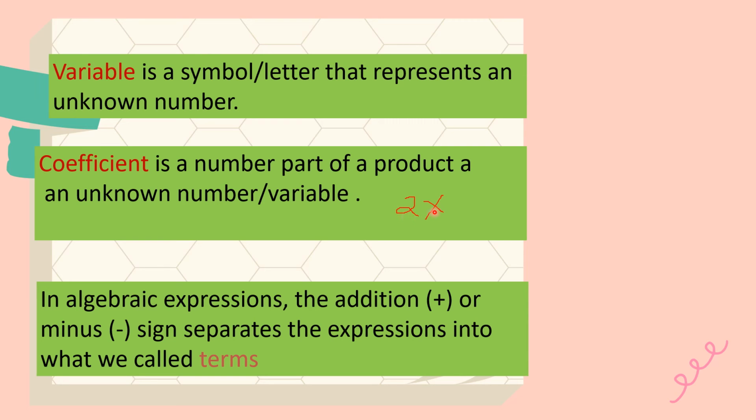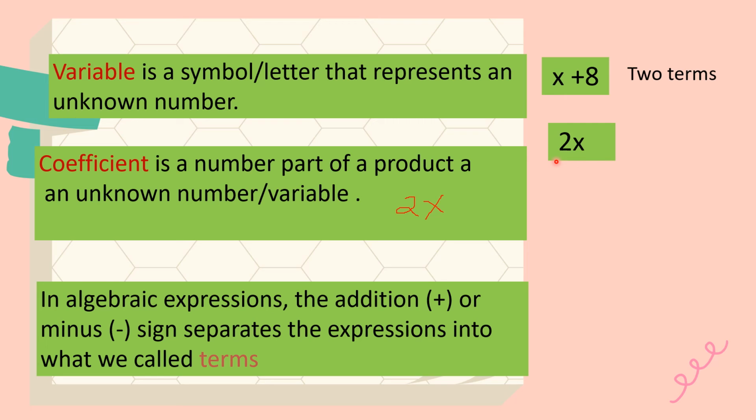2 times x. Now, in algebraic expressions, the addition or minus sign separates the expressions into what we call terms. So like this one, we have x plus 8. These two are separated by the plus sign here, or the addition. And that makes the expression equal to two terms. First term, second term. Okay, so this one has two terms.